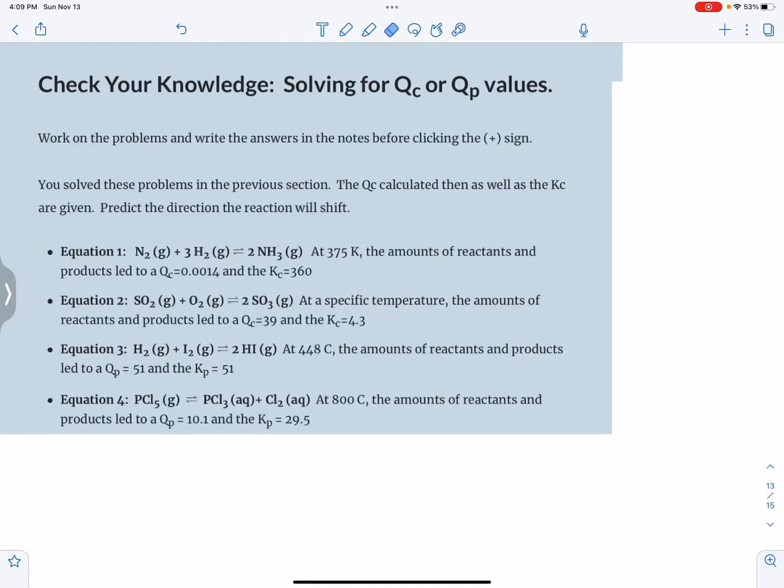All right, so in this one, my little suggestion was to write the K first and then the Q. And again, the K and the Q. And then you can turn your greater than, less than sign into an arrow that shows you which way to go. There are other ways to do this.